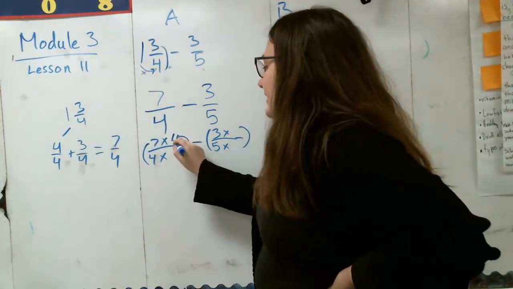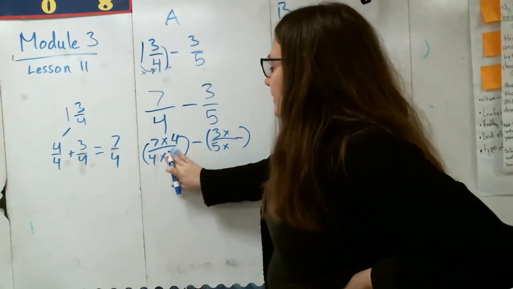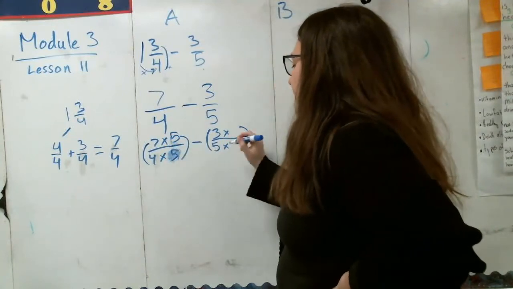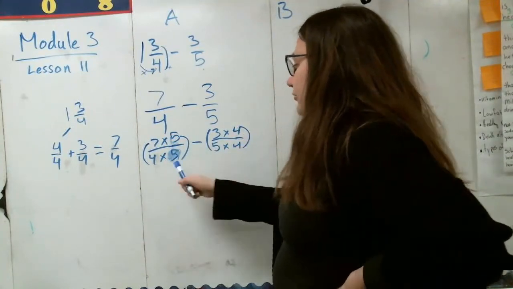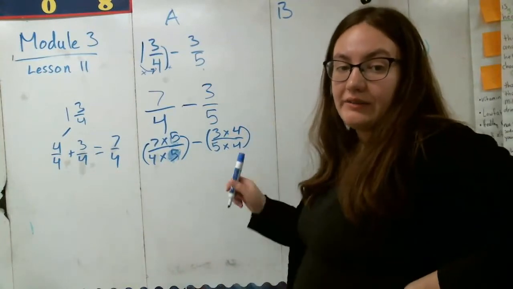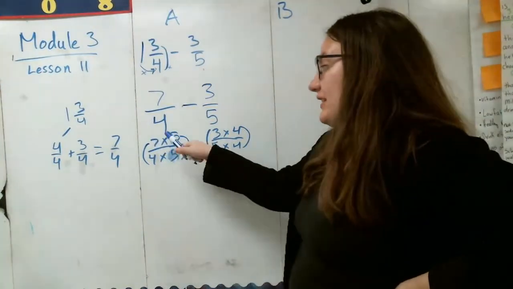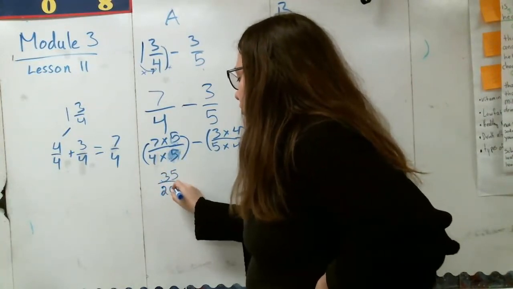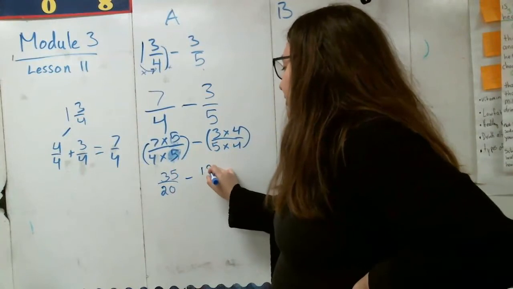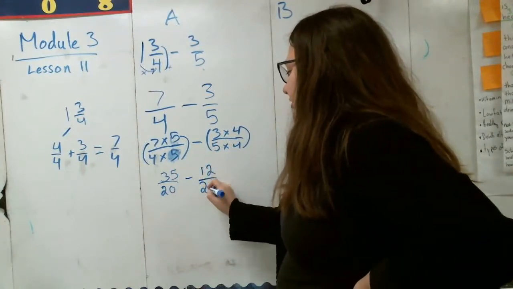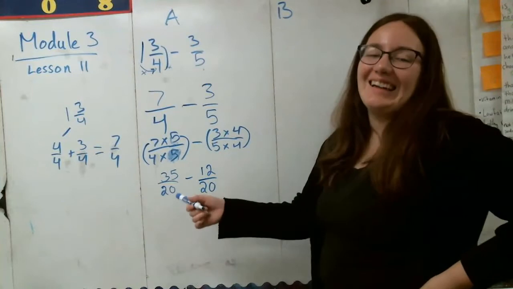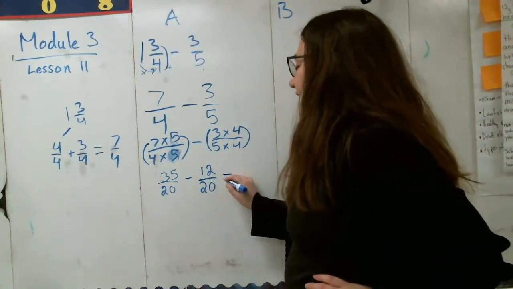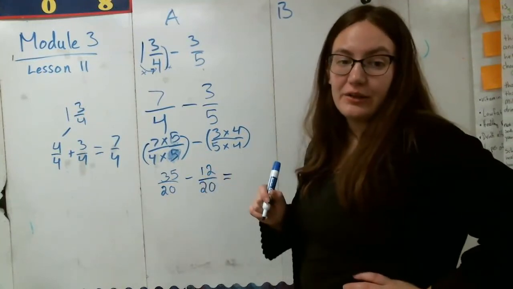So we have 7/4 times 5 over 5, and then we have 3/5 times 4 over 4, because 4 times 5 will give me 20, and 5 times 4 will also give me 20. Then we do 7 times 5, which is 35, 4 times 5, which is 20, 3 times 4, which is 12, and 5 times 4, which is 20 as well. So now I can go ahead and subtract. I have 35/20 minus 12/20. Now that I have the same denominators, I can subtract.